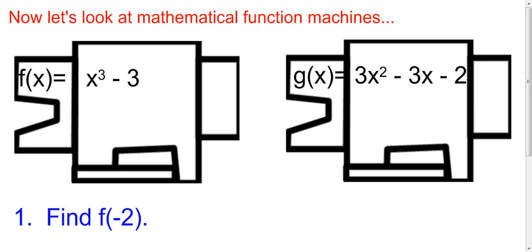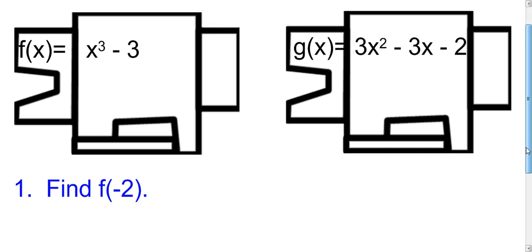So here we've got some different functions. We have f of x, which you can see as x cubed minus 3, and we have g of x, which you can see as 3x squared minus 3x minus 2. What it's wanting me to do in this particular problem is to find f of negative 2. You need to pay really close attention to this letter that's out in front. In this case, it's f. All that tells you is which function to use. This function here is labeled with the letter f. This one is labeled with the letter g. So you are going to use the function that starts with the letter f.